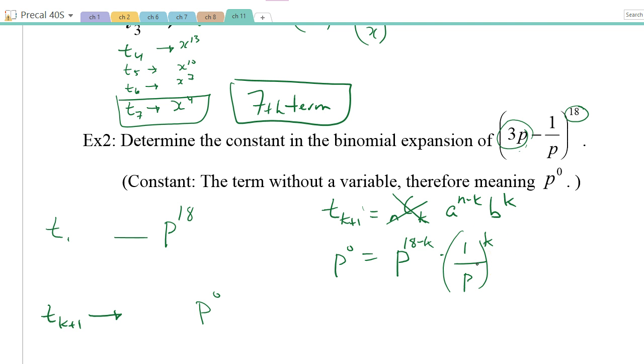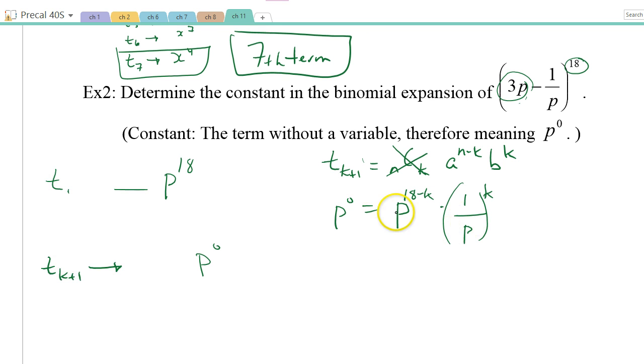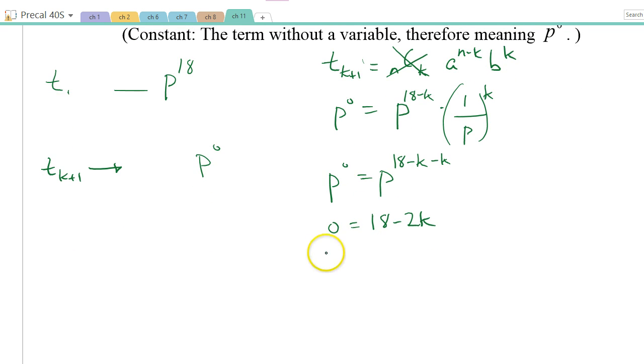So I will say here that 0, well, here I'll write one more statement. I'll put this together is equal to p to the power of 18 minus k, and then what happens here? The p is in the denominator, so I'll be subtracting another k. So here I'll write it out without the p part now. 0 is equal to 18 minus 2k. So 2k is equal to 18. So k is equal to 9.